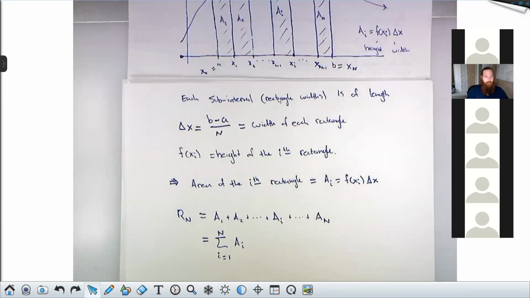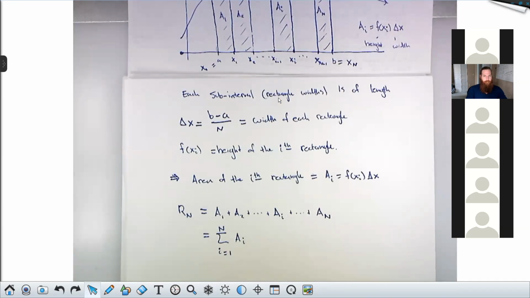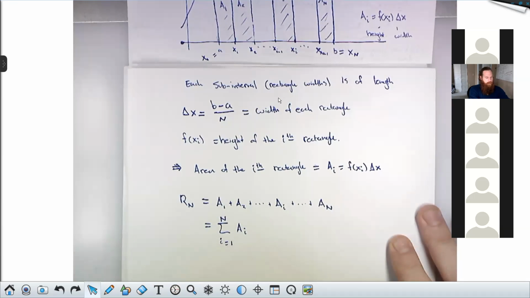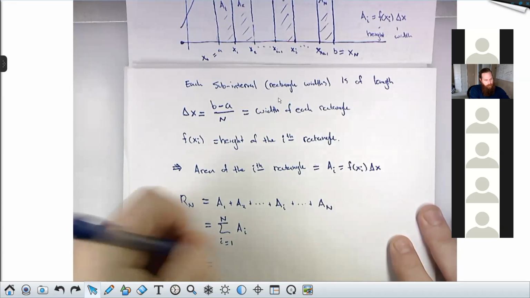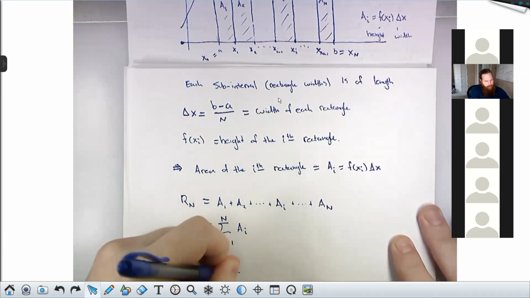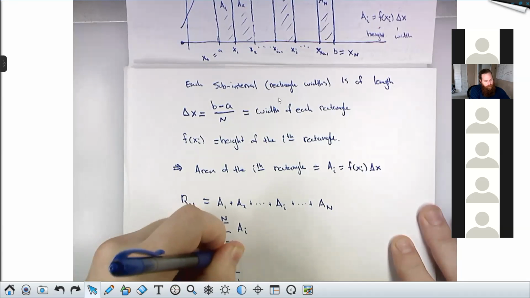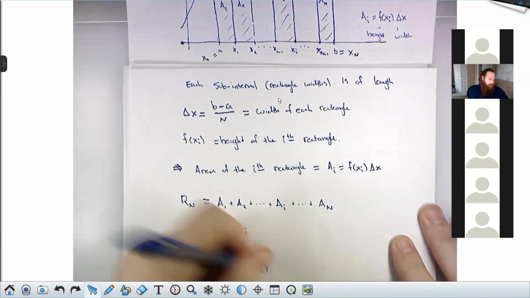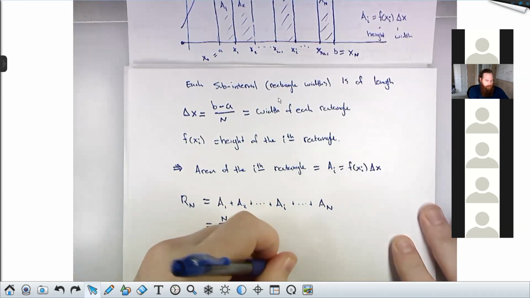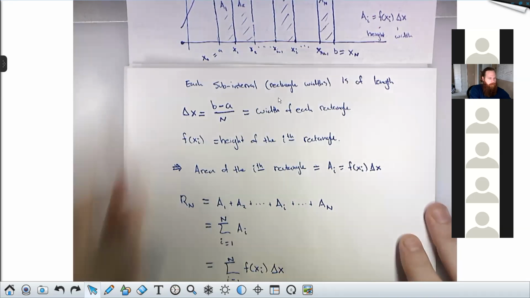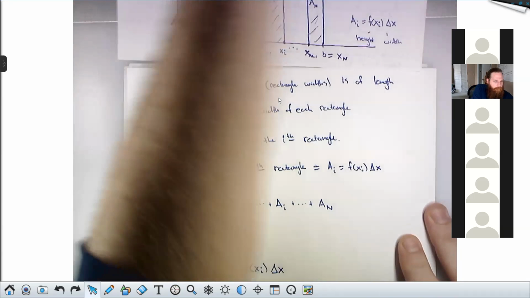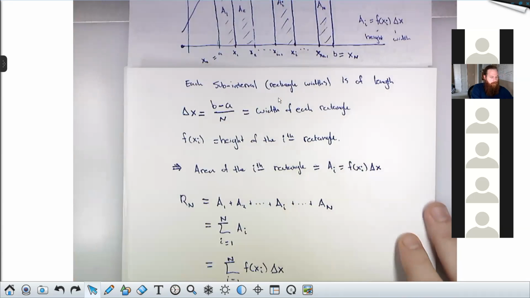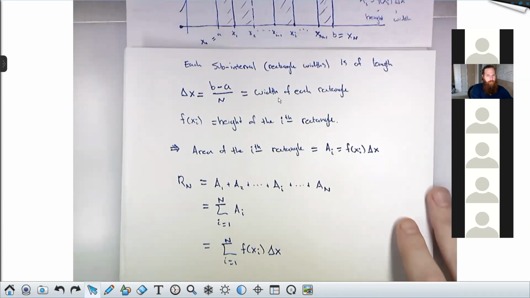So then this Riemann sum, the formula for this Riemann sum, I know what these Ai's are. I can just plug that in. So I get the sum from i equals 1 to n of f of xi times delta x. Right, like this.